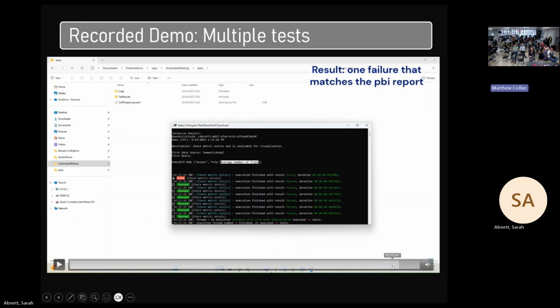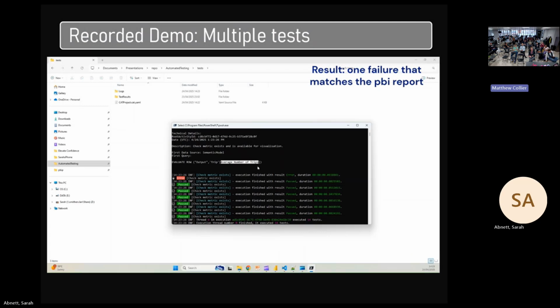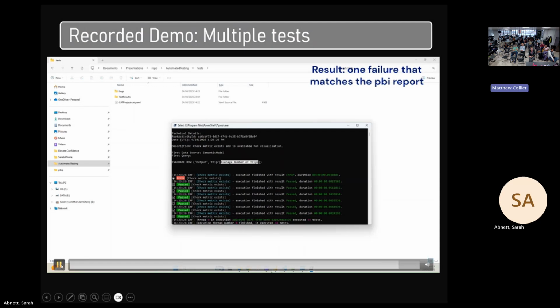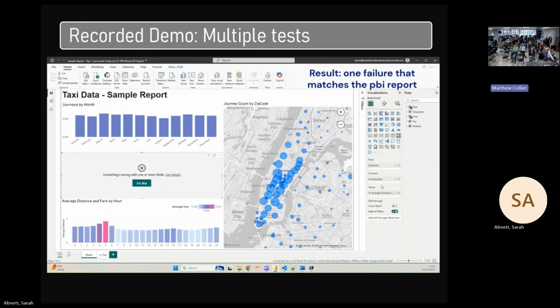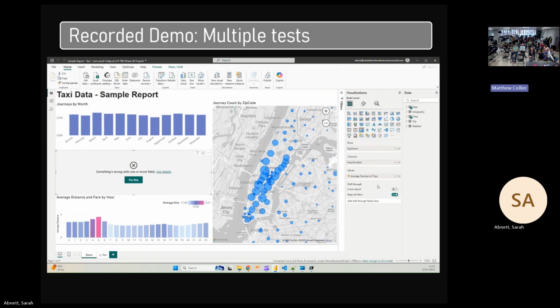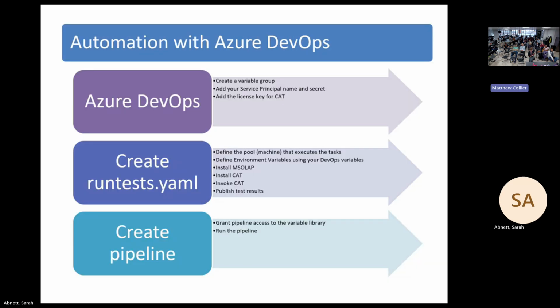And so after it's run, it's passed something like 14 tests. It's not a huge bank of tests yet, but one has failed. And it's showing you that it's the average number of trips failure, which is the same thing that the user reported earlier. I just want to show you again, my test file is matching the success rate of my Power BI file, as in I've got one error on the Power BI file, one error on my CAT project. The idea is that you could be doing this on a daily basis.